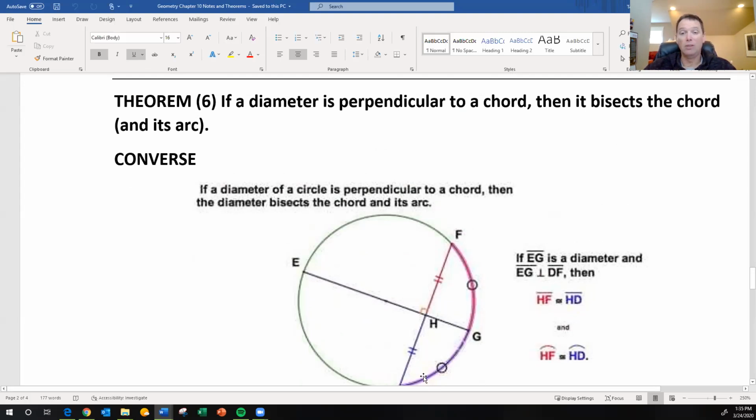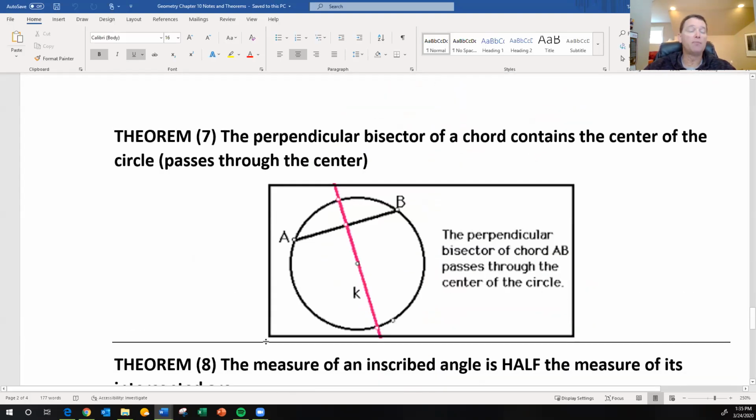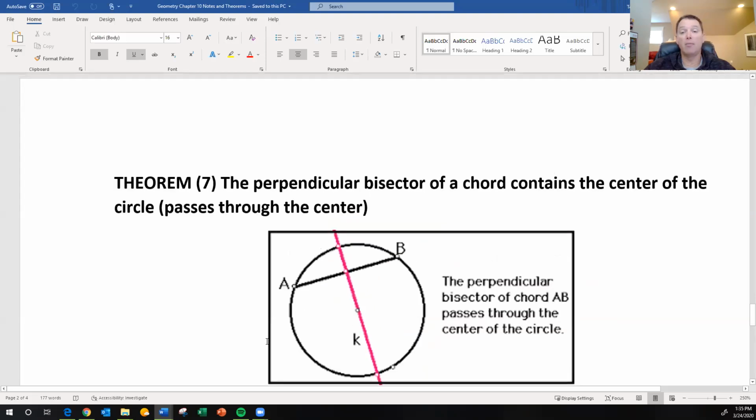Whoa. So let me back up. If the diameter is perpendicular to a chord, what does it do? Well, it splits the chord in half, for one thing. It bisects it, but also bisects the arc. Now, look at this one, and then tell me if you think this is a converse. The perpendicular bisector of a chord contains the center of the circle.